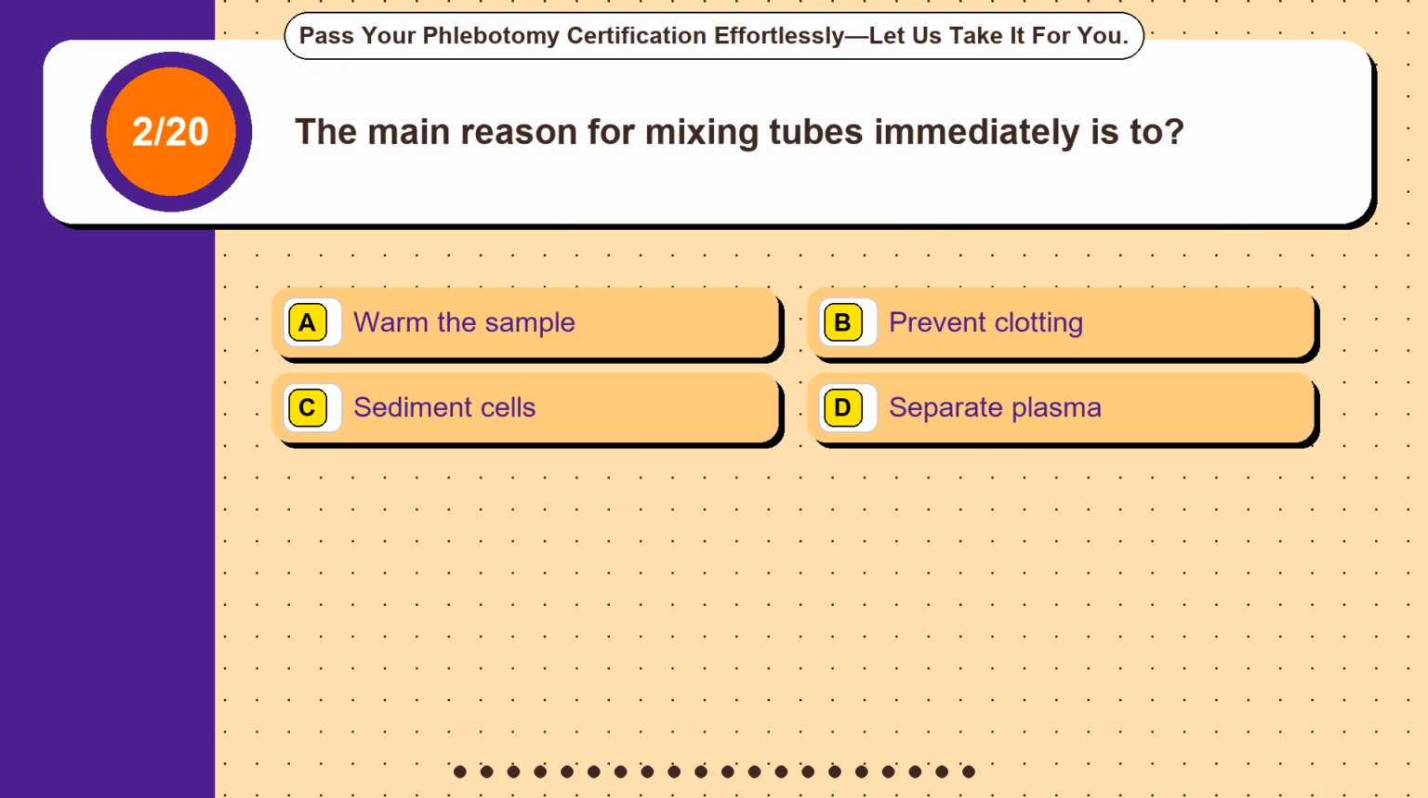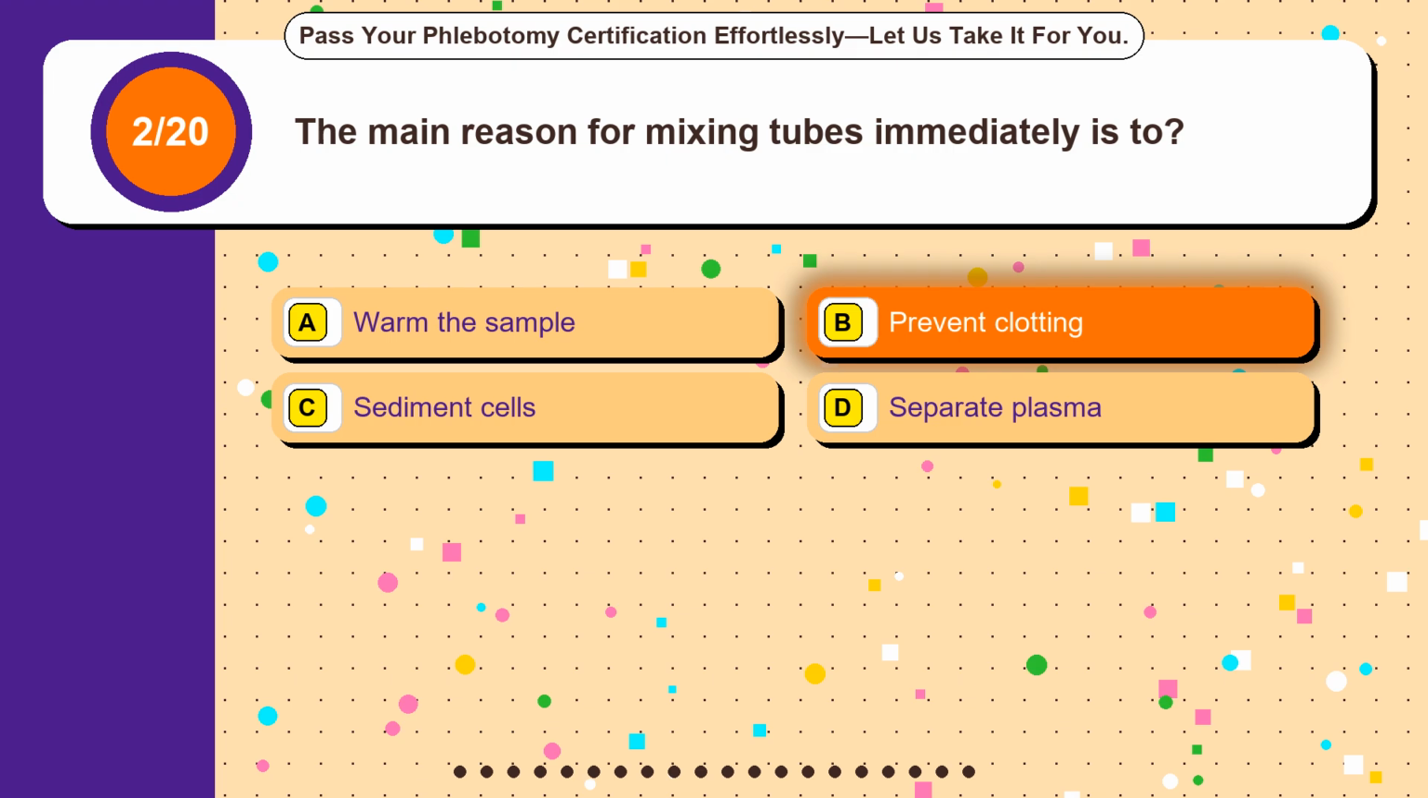Question 2. The main reason for mixing tubes immediately is to: Option A. Warm the sample. Option B. Prevent clotting. Option C. Sediment cells. Option D. Separate plasma. The correct answer is option B.